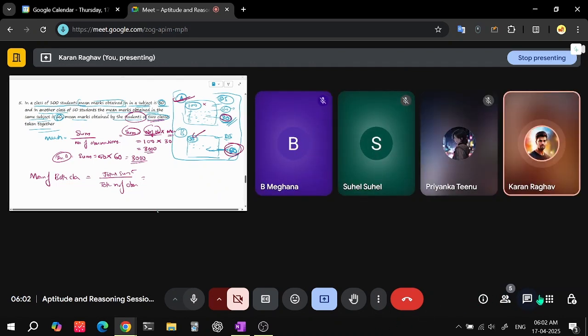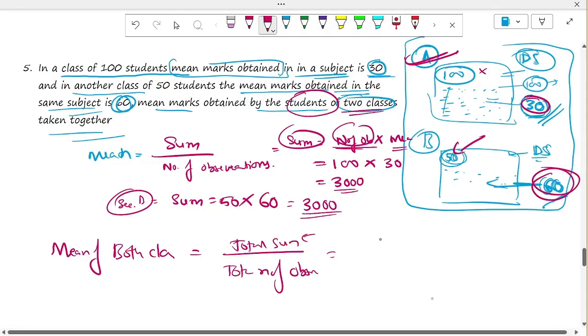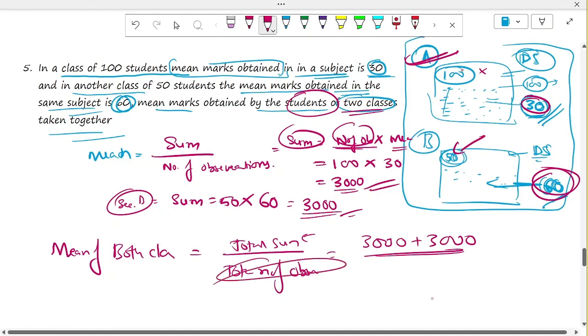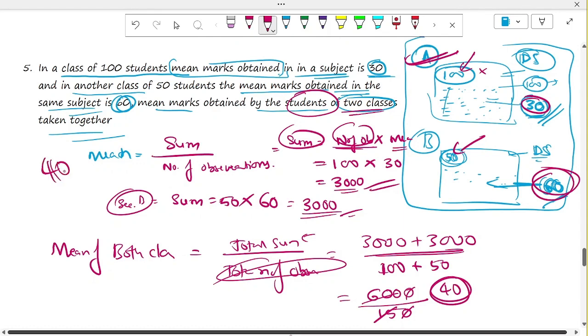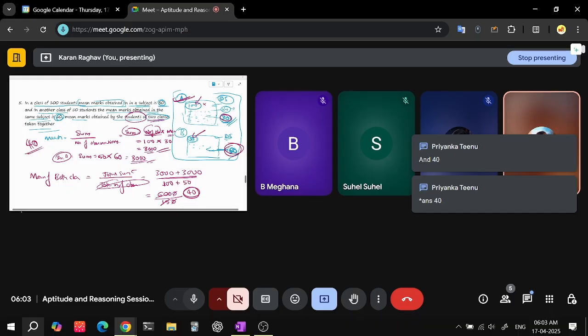For the A section, I have got a different sum. I have got 3000 and 3000. So total sum is equal to 3000 plus 3000 divided by total number of observations. Means how many students have written the test in A section? 100, and in B section 50. So it will be 6000 divided by 150. So the answer is 40. So the average marks of both the classes is 40. I hope you got these questions.